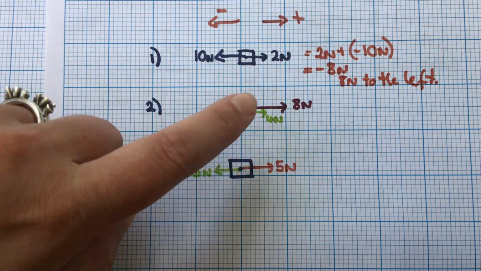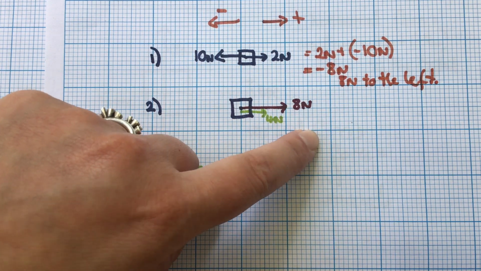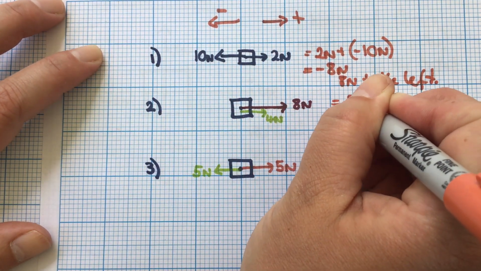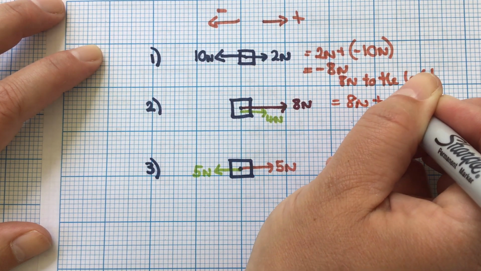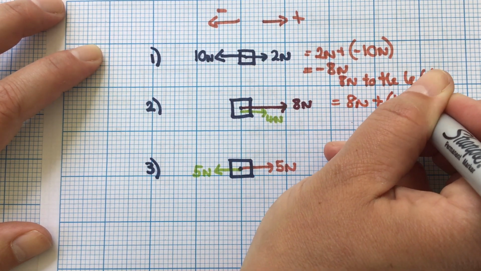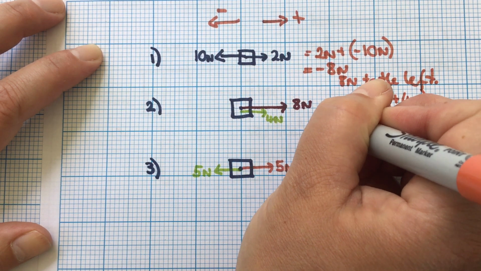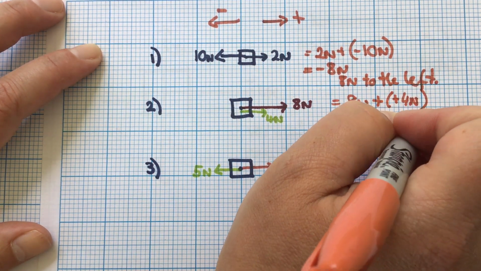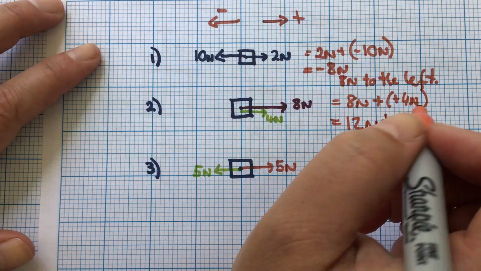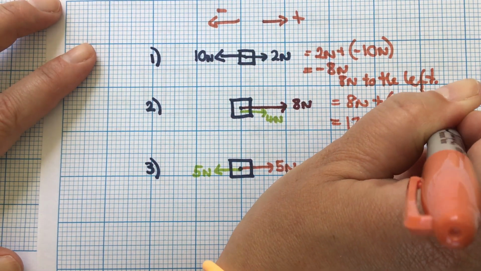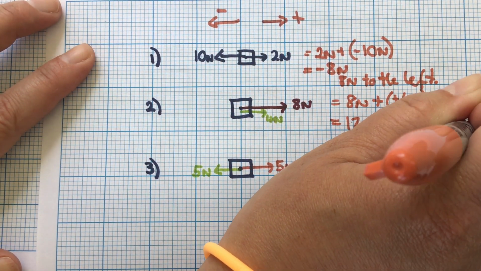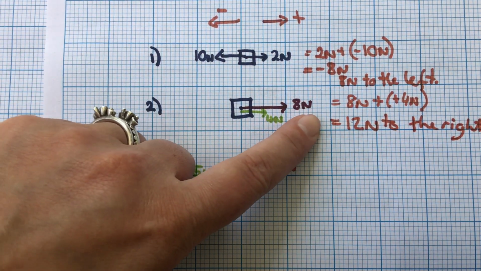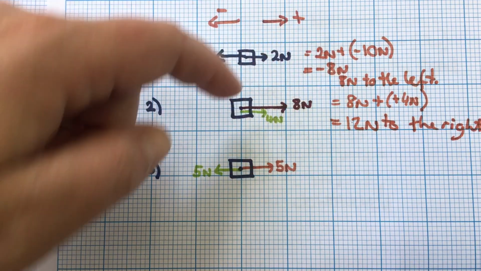On this situation here, I have got 8 newtons to the right plus 4 newtons to the right. So here my resultant force is 8 newtons plus 4 newtons. So that's going to give me 12 newtons to the right. So they were both in the positive direction, so we just add them together, it gets bigger.